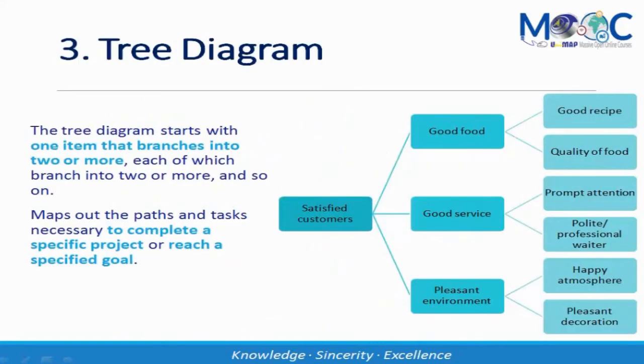The third management tool is tree diagram. Tree diagram starts from one item and branches into 2 or more and so on. It is used to break down broad categories into finer and finer levels of detail. The paths and tasks to achieve a specific goal are mapped out through tree diagram. It helps to move our thinking step by step from generalities to specifics.